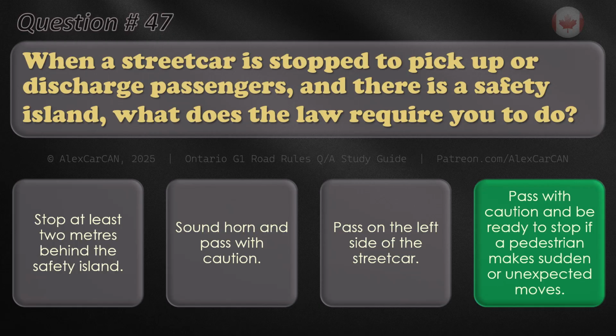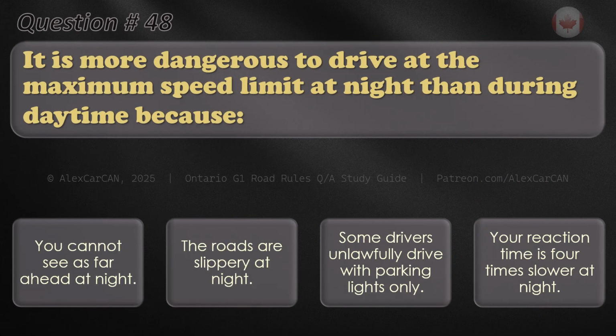Question number 48. It is more dangerous to drive at the maximum speed limit at night than during daytime because you cannot see as far ahead at night. The roads are slippery at night. Some drivers unlawfully drive with parking lights only. Your reaction time is 4 times slower at night. The correct answer is you cannot see as far ahead at night.